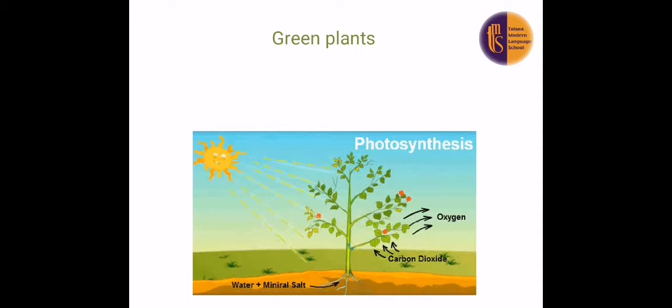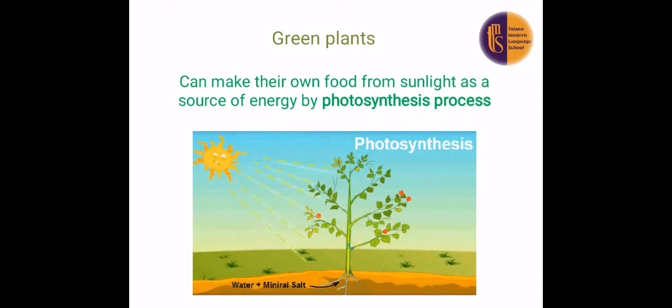Let's start with the green plants. We know that green plants can make their own food in the photosynthesis process, right? They can make their own food from what? From sunlight as a source of energy. By what? By the photosynthesis process.